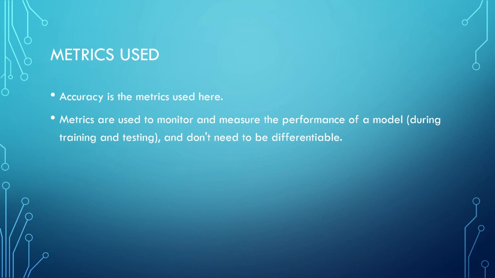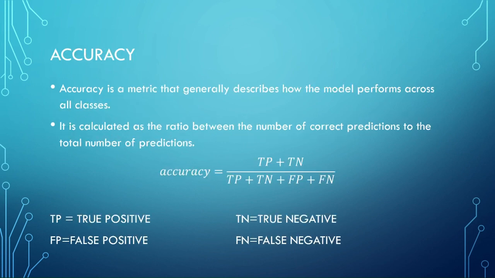Metrics used here. Accuracy is the metric used here. Metrics are used to monitor and measure the performance of a model and don't need to be differentiable. They do not play any role in weight modification. Accuracy is a metric that generally describes how the model performs across all classes. The accuracy formula is true positive plus true negative divided by true positive plus true negative plus false positive plus false negative, that is, all correct predictions divided by the total number of predictions.